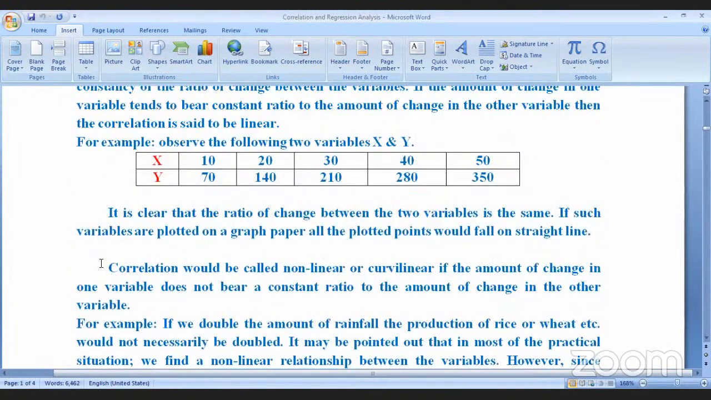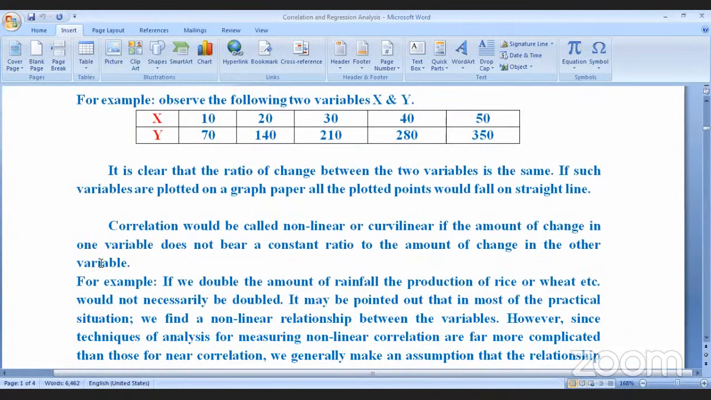See, this non-linear correlation is said to be curvilinear correlation. Instead of using non-linear correlation, they may say linear and curvilinear correlation. The examiner will ask this type of question also to create confusion. Non-linear or curvilinear, the meaning is the same. There is no difference between non-linear and curvilinear. If the amount of change in one variable does not bear a constant ratio to the amount of change in the other variable, this type of problem is called a non-linear correlation.